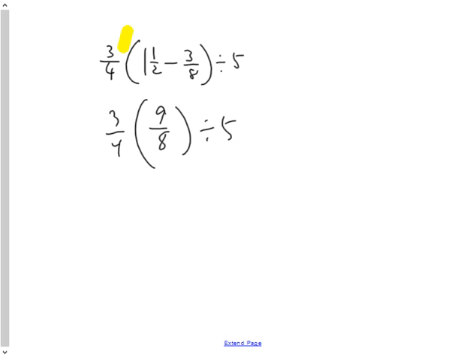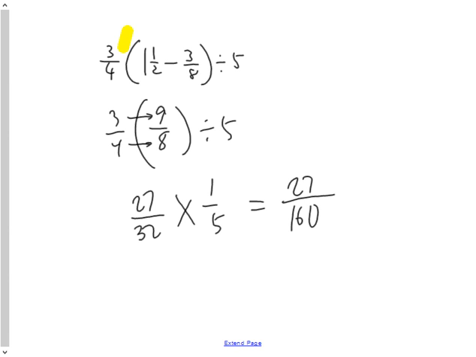And now I have just division and multiplication left, so I'm going to multiply first. I'm going to get 27 over 32 because I'm going to multiply the numerators. Let's multiply the denominators. Now I'm going to change this to multiplication and use the reciprocal of 5, which is a fifth. And my final answer will be 27 over 160. And that is lowest terms.